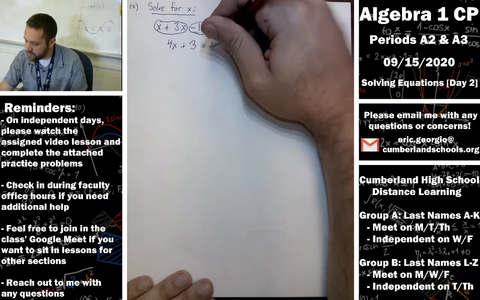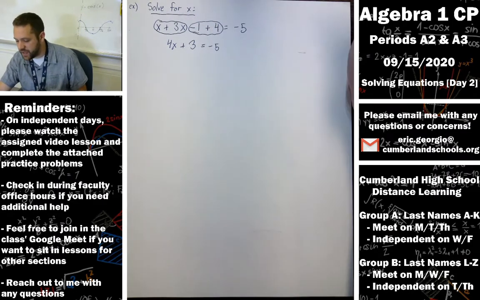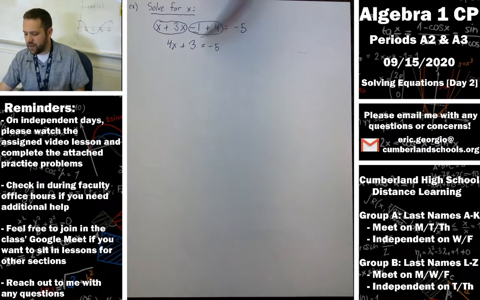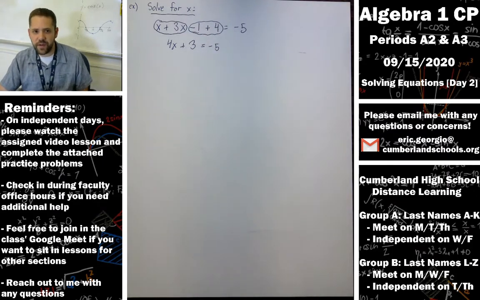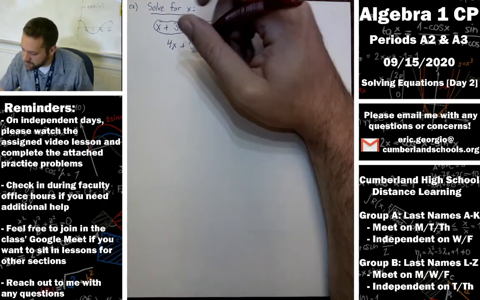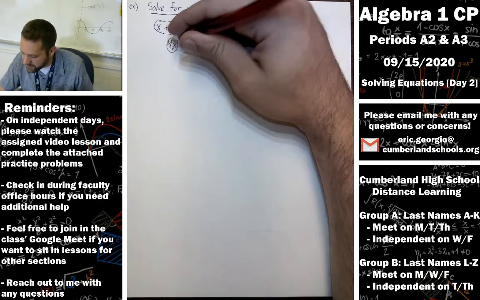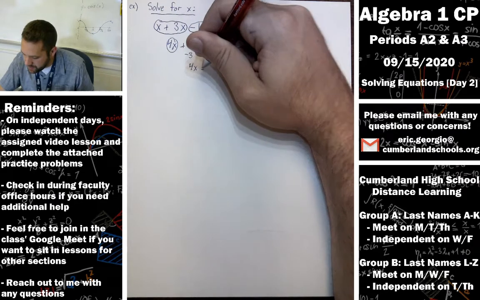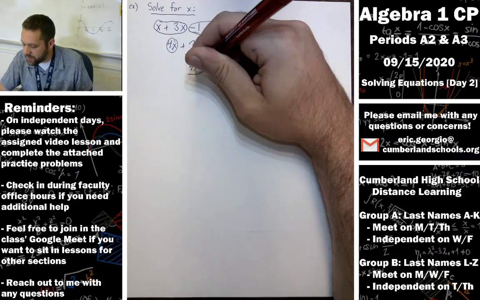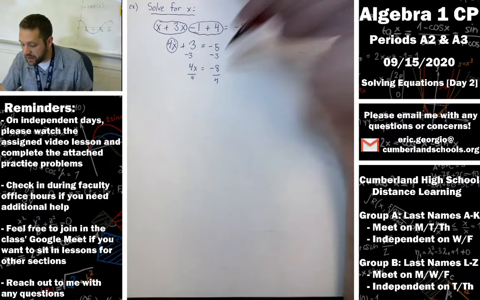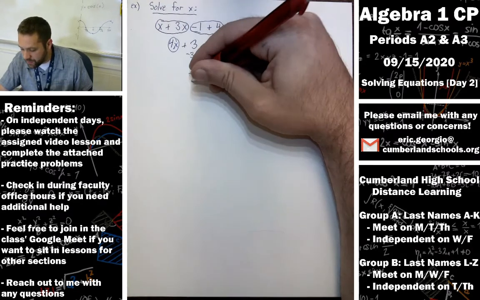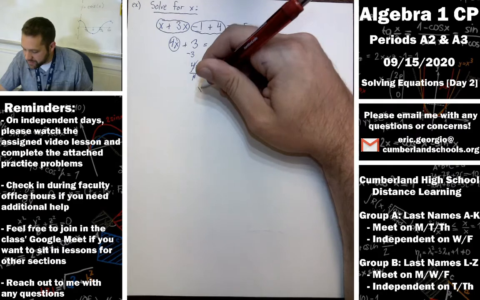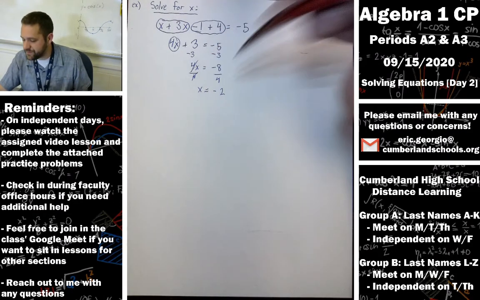And now a problem that looked scary just 30 seconds ago is all of a sudden just a 2-step equation again. We've done 2-step equations. I can isolate the 4x by first subtracting 3. That gives me 4x is equal to negative 8. Divide both sides by 4. Hopefully you're understanding now why we divide by 4 to undo the multiply by 4. I get x is equal to negative 2.